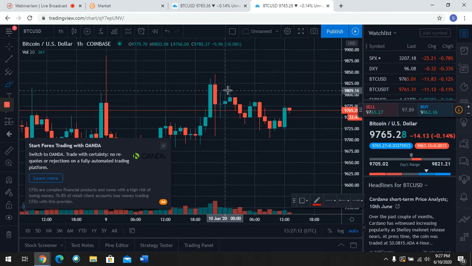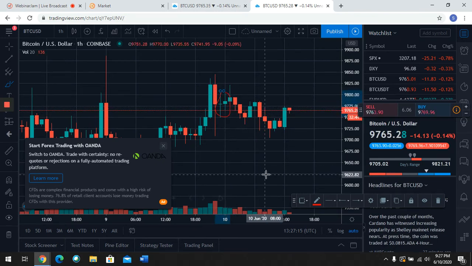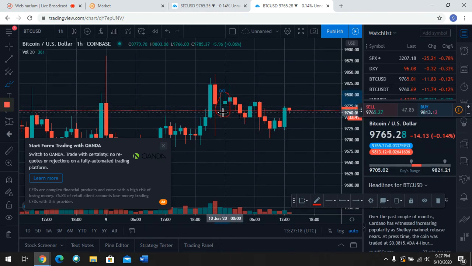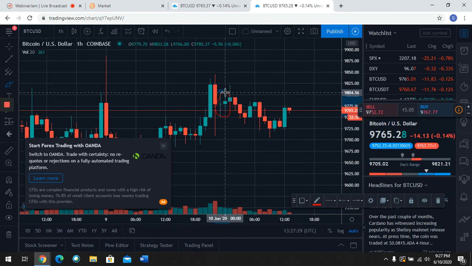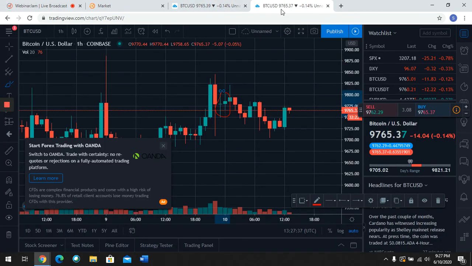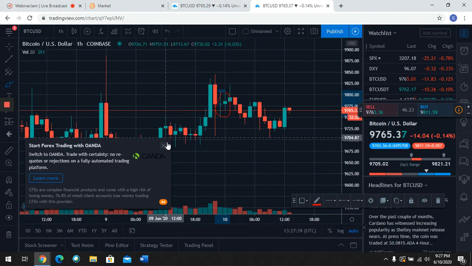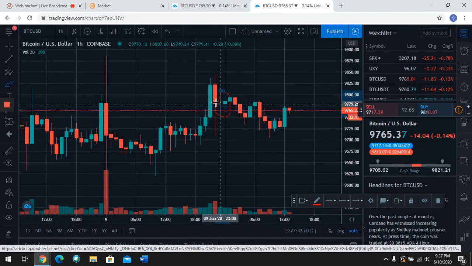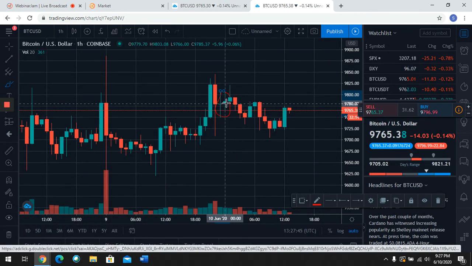Let me just draw it out for you here. If you can see the lower wick here, it shows that the price actually went lower and went back higher. And the longer wick here shows that the price went higher and closed back at a lower price. Are you guys able to see that? I hope you guys are able to draw together with me so that you have better understanding. So what the candlestick shows is that the price was able to go all the way to 9803 and close slightly lower at 9785.